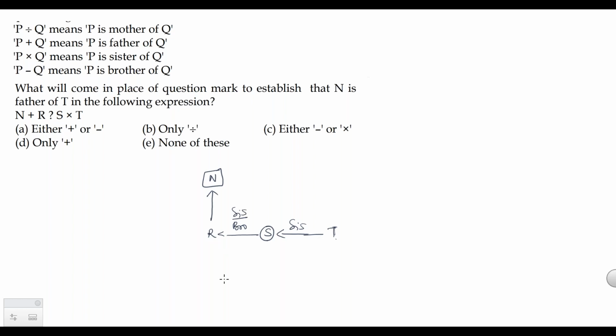If R should be brother of S, then we need the symbol minus, and if R should be sister, then we need the symbol into. So the answer is R should be either brother or sister, which means into or minus. That is answer option C. Only then N will become father.